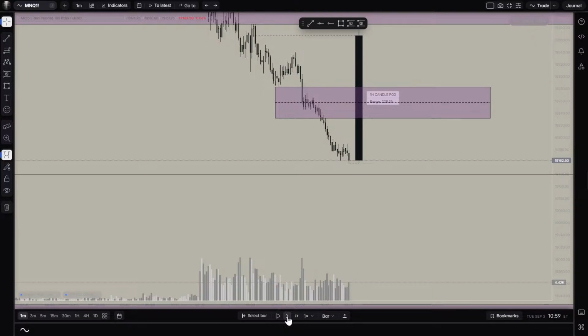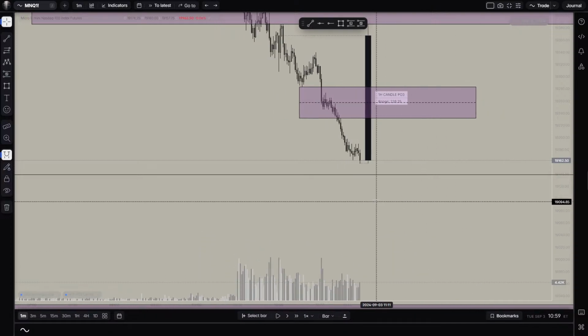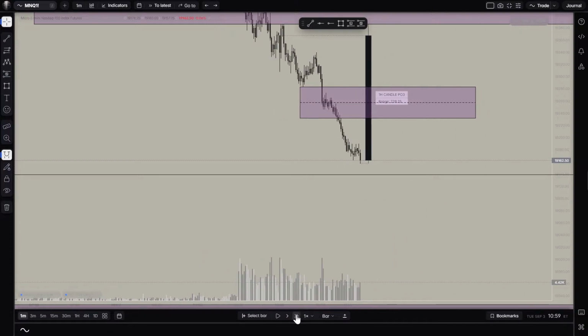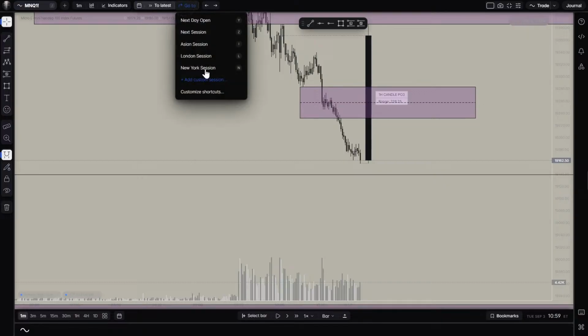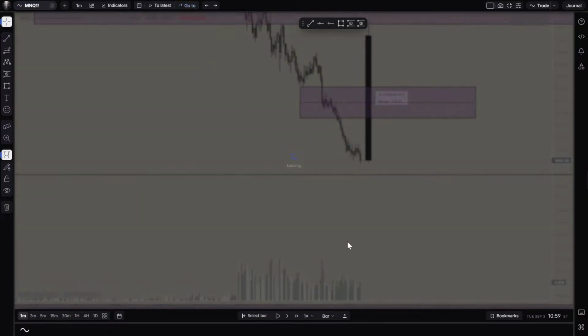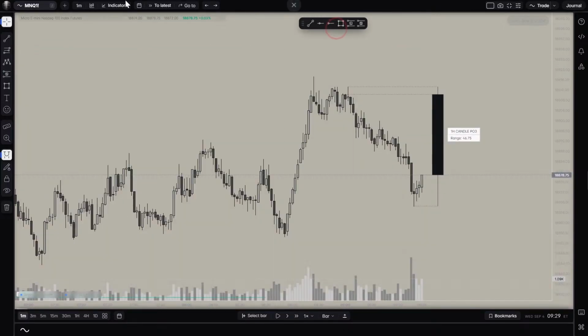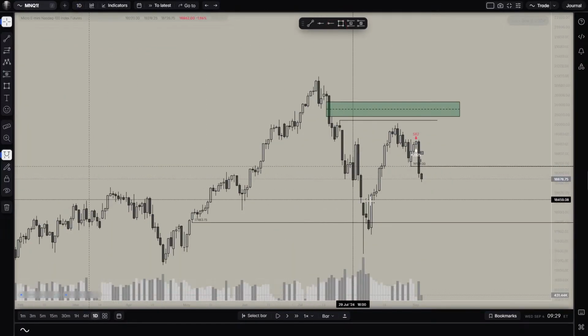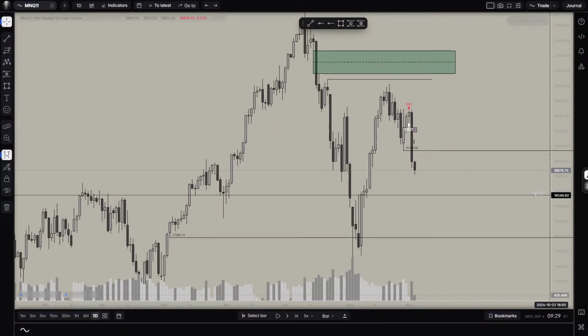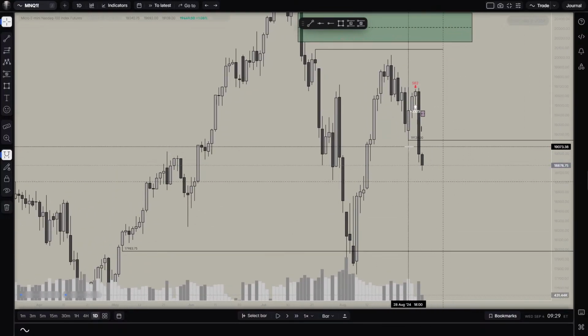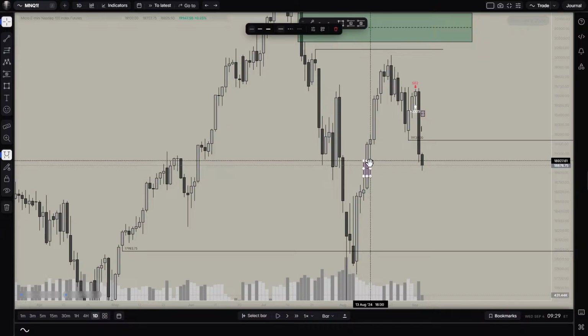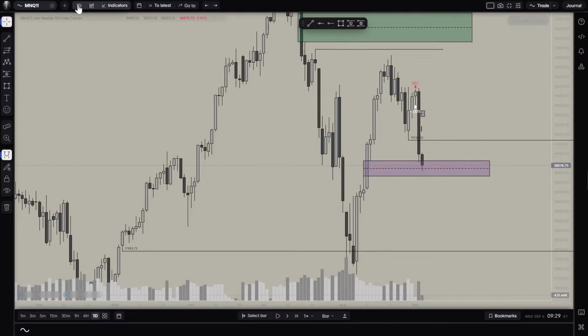Okay, 9:30. What the fuck? How did it become 10:59? Okay, go to New York session. Okay, weird shit, guys. Okay, we move into daily. Yeah, I was talking about this. Price tapped into it on that day. Today price is also tapping into it.